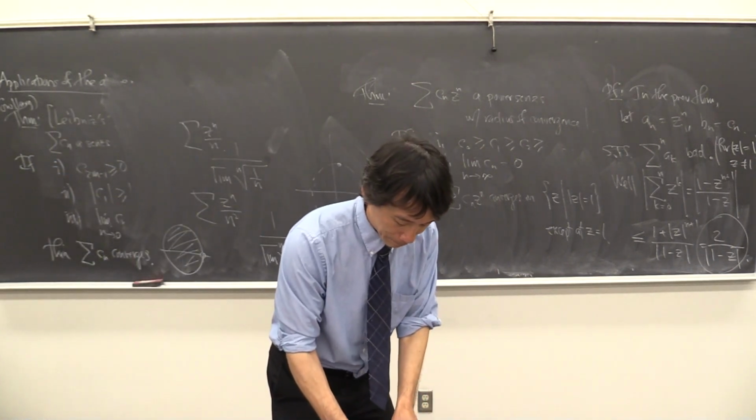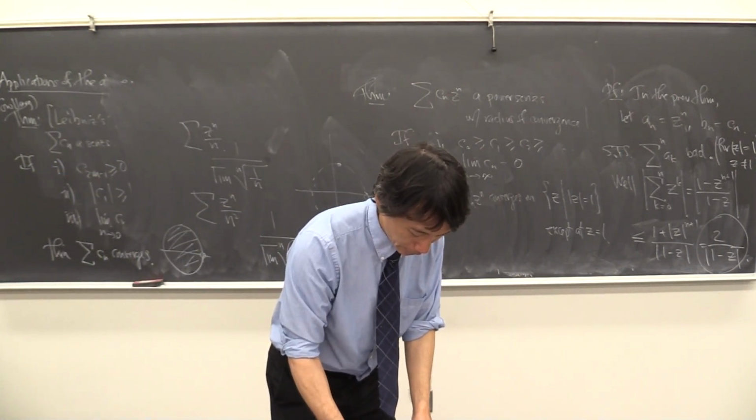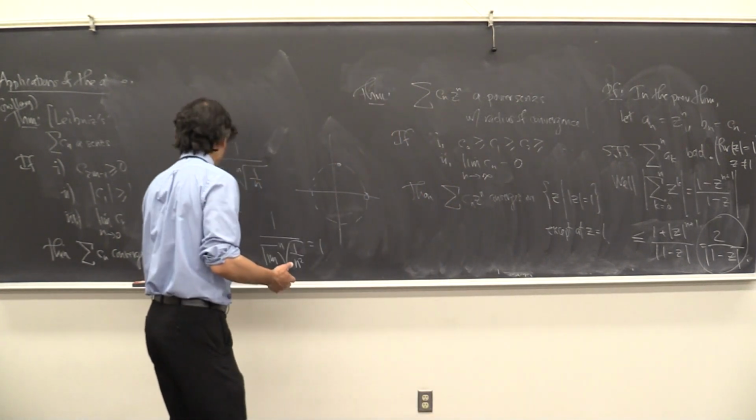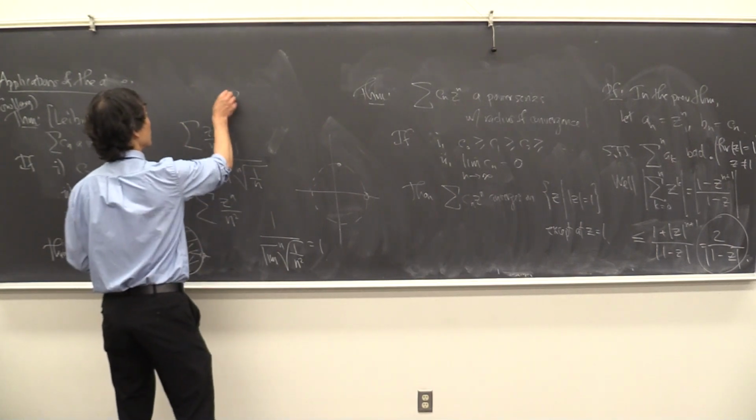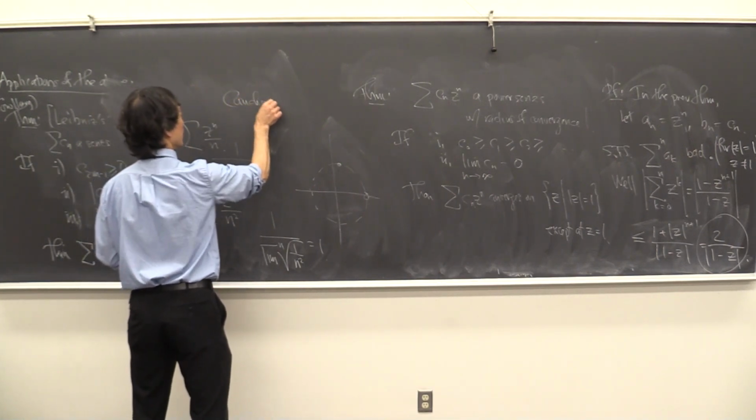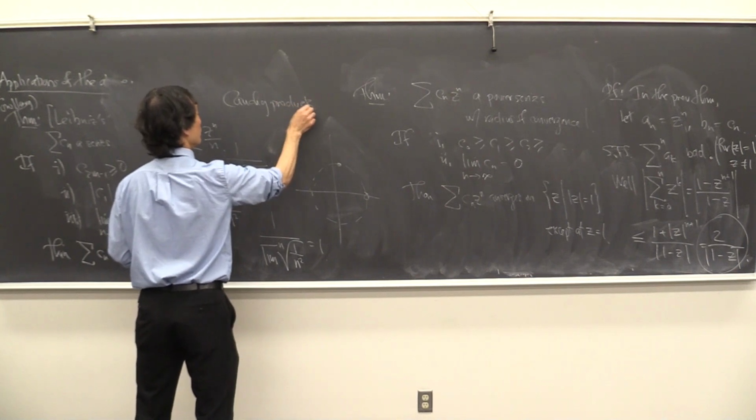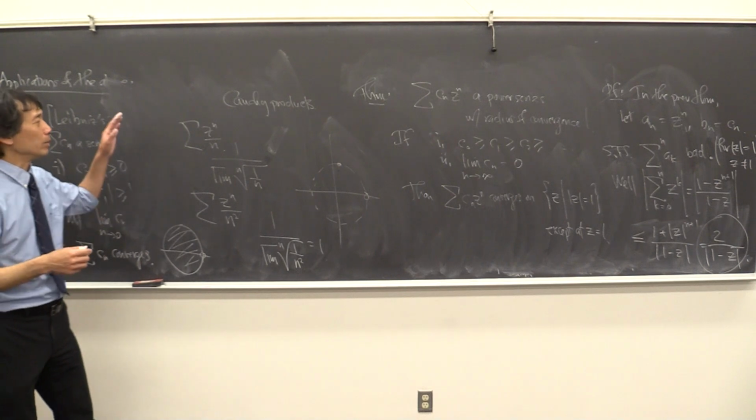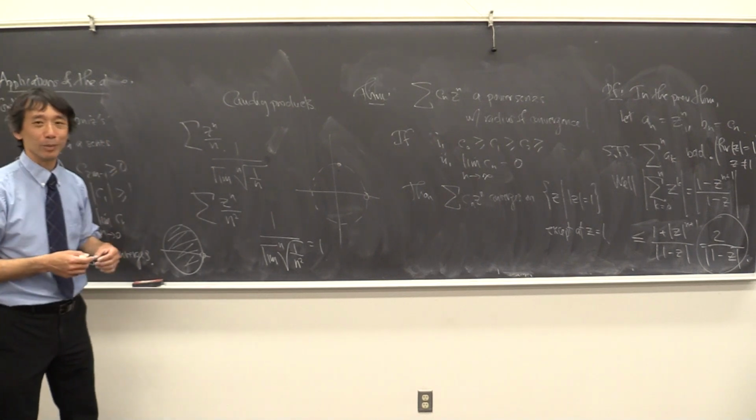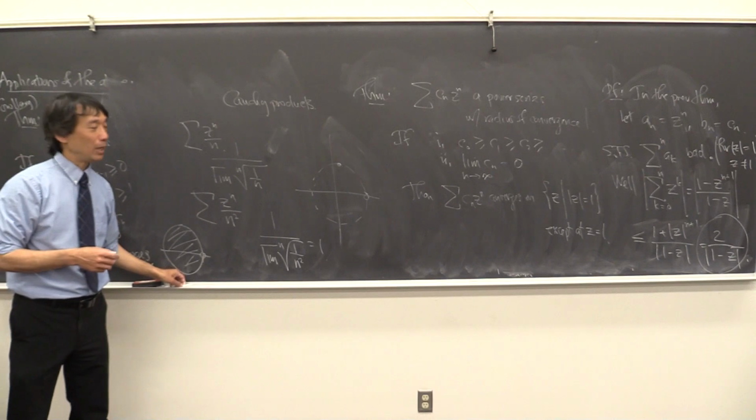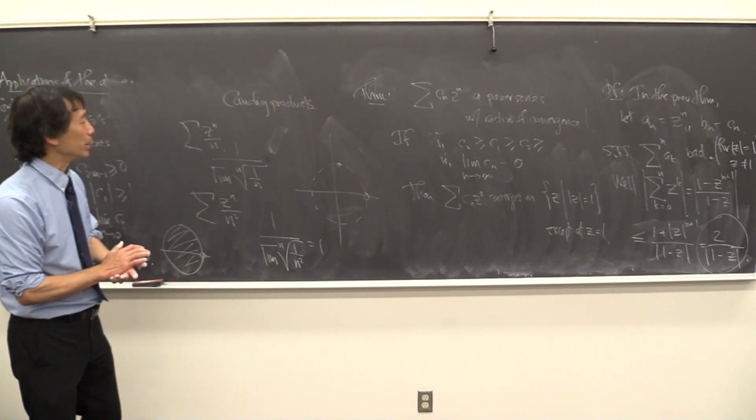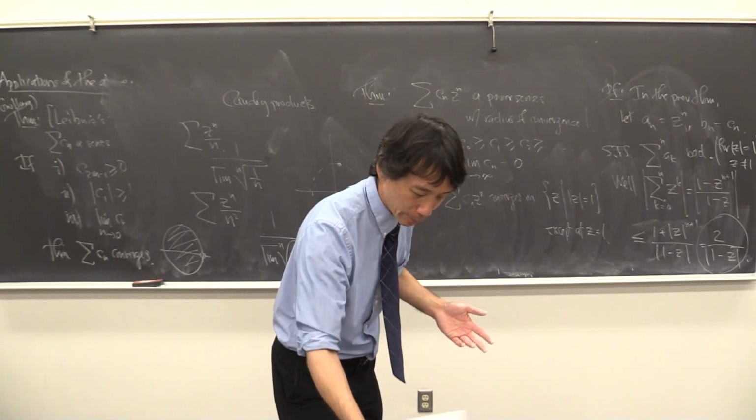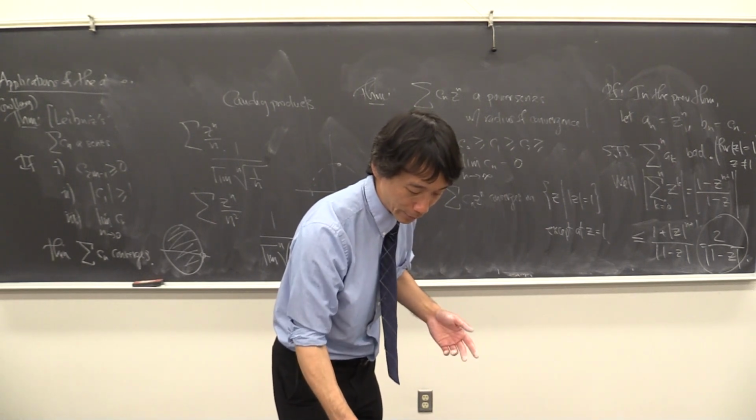Okay. I was hoping to get through to the other kind of product of series, so-called Cauchy products, but I guess we'll do that next time. Next time we'll deal with another kind of series product, a true product of series, called the Cauchy product. That will basically be the end of this chapter, and then we'll go into chapter 7.